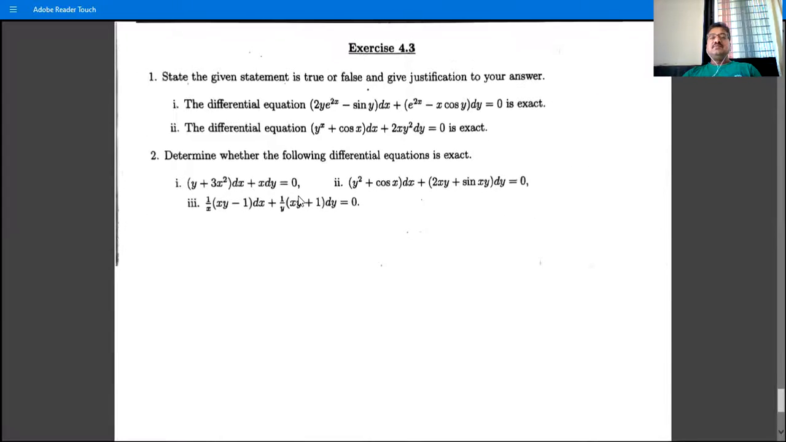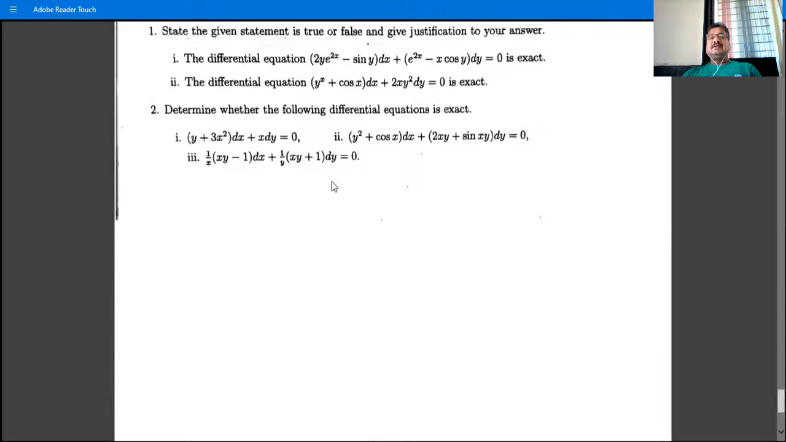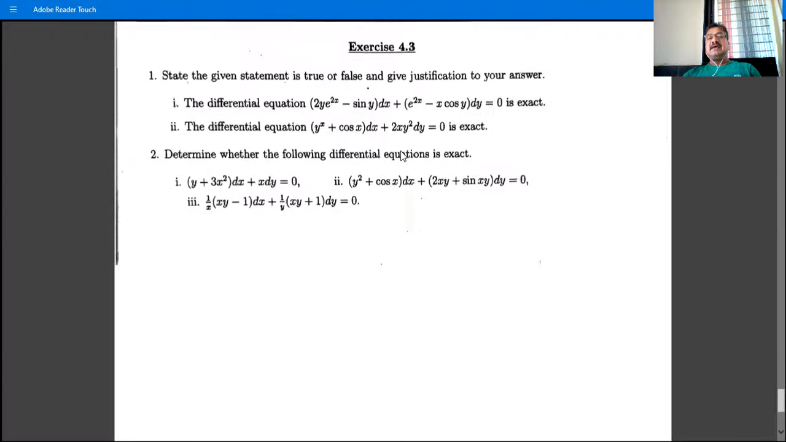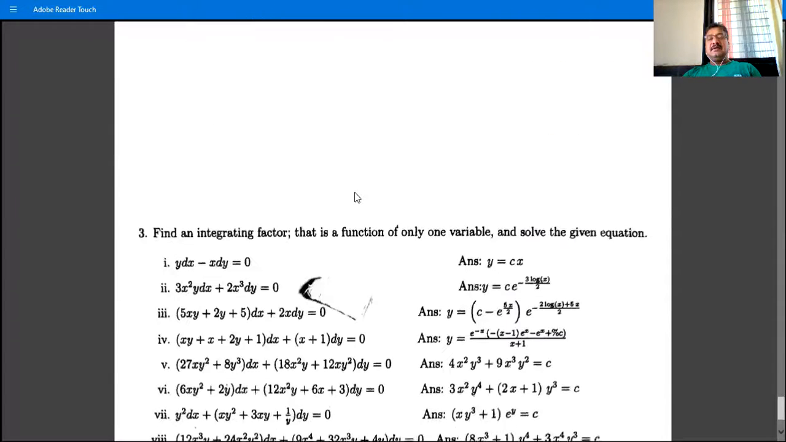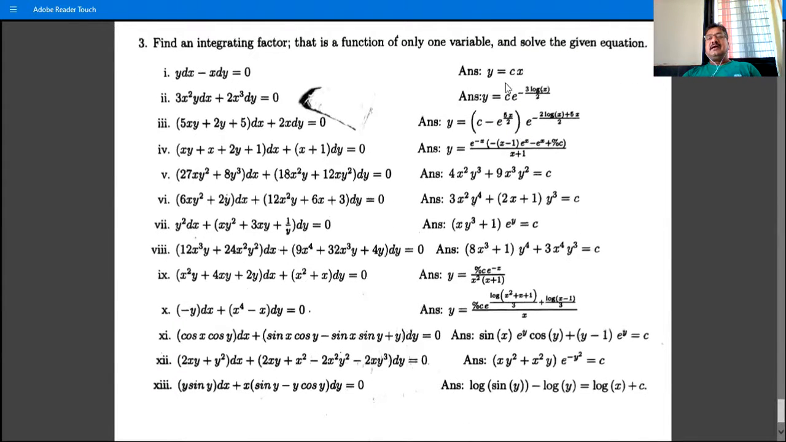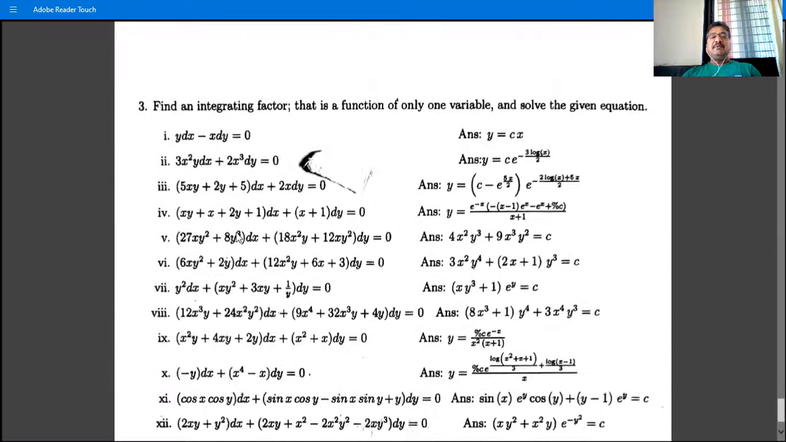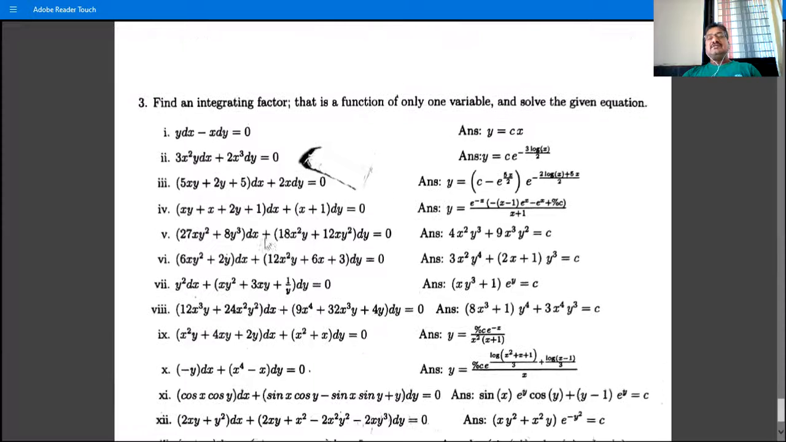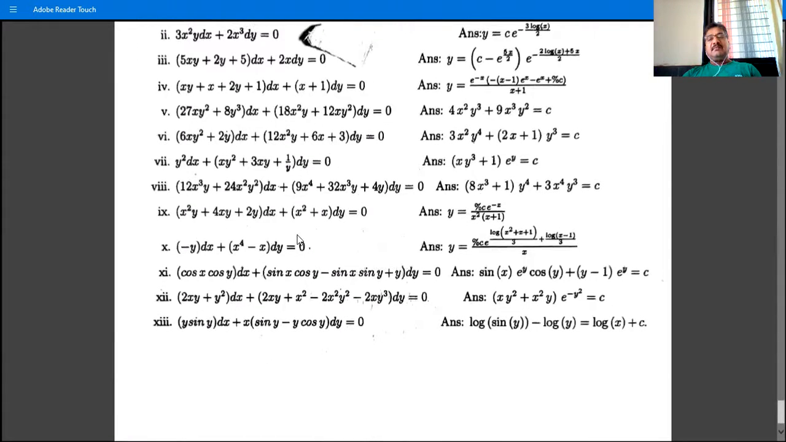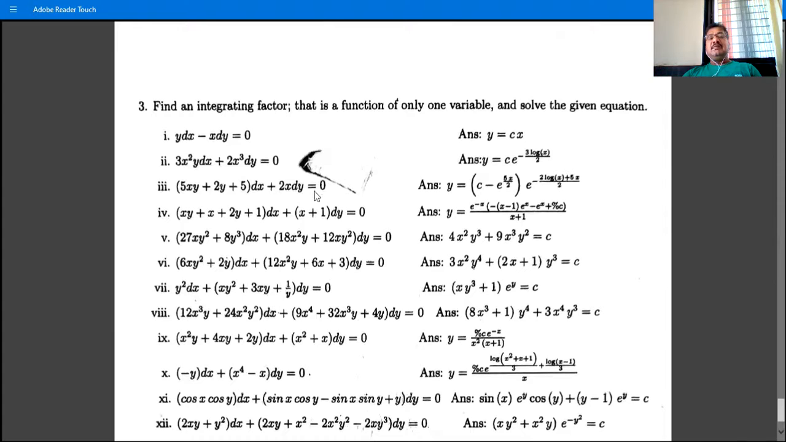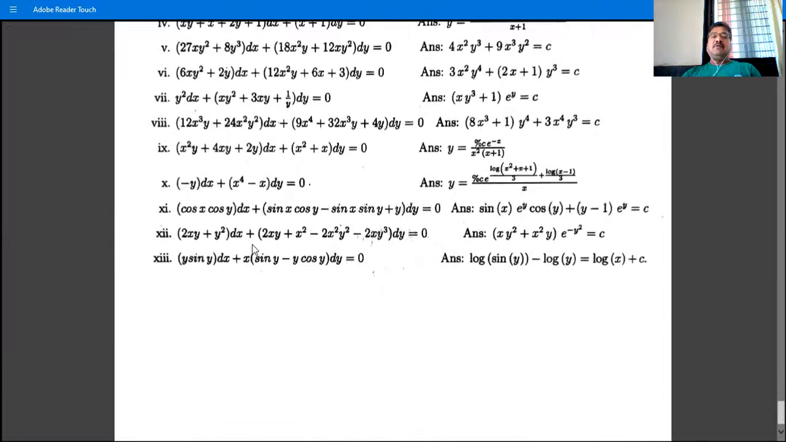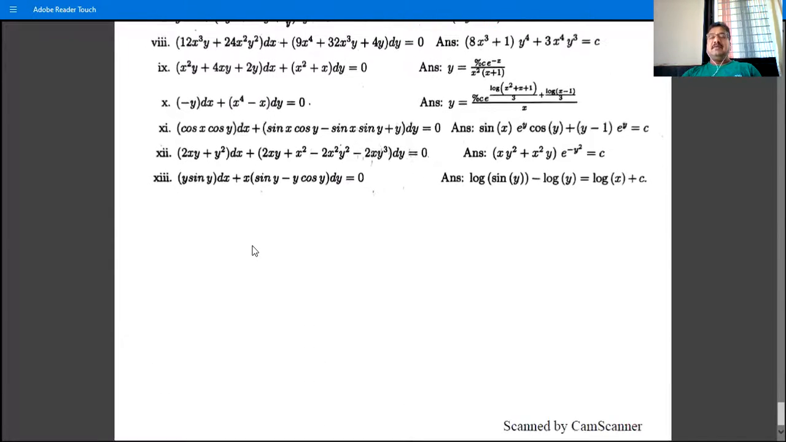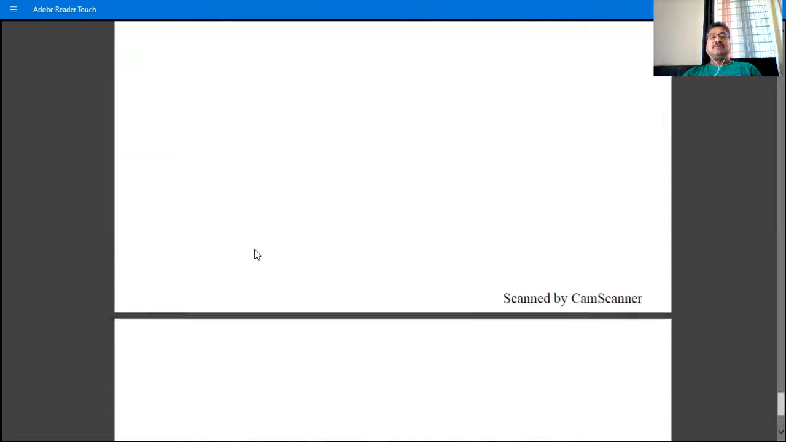So these are the problems for homework. Again, the same type: determine whether the following differential equation is exact. If it is not exact, find the integrating factor and then solve. Solutions are given. So first check whether the given differential equation is exact. If it is exact, then solve it. But if it is not exact, then find the integrating factor. Answers are given. To find the integrating factor, we have to use one appropriate method out of the 6 methods to obtain the integrating factor. So solve all these problems.